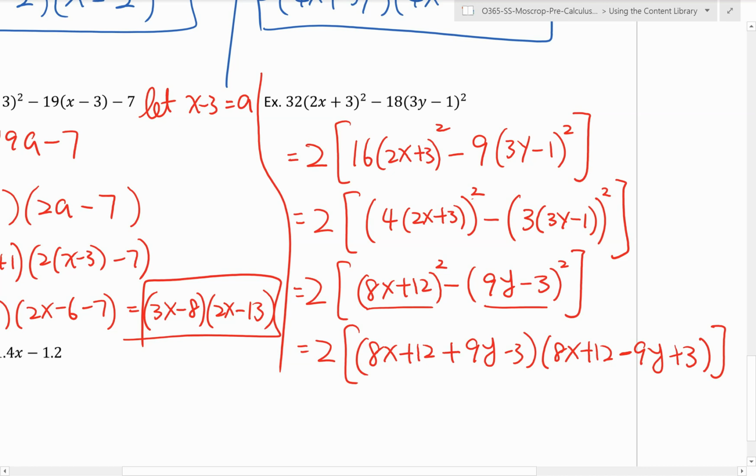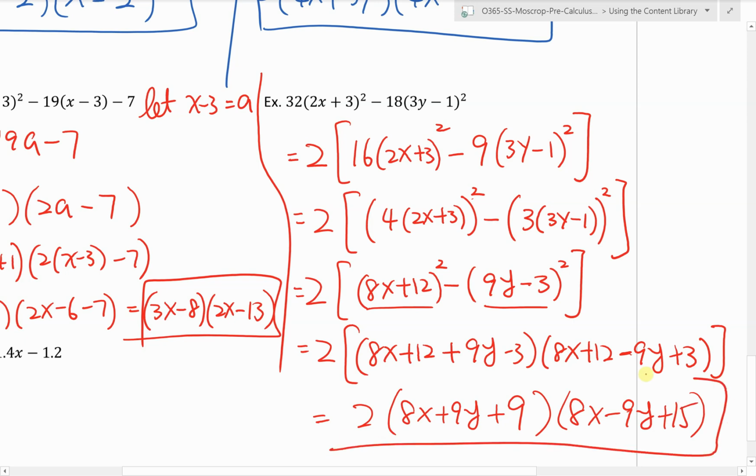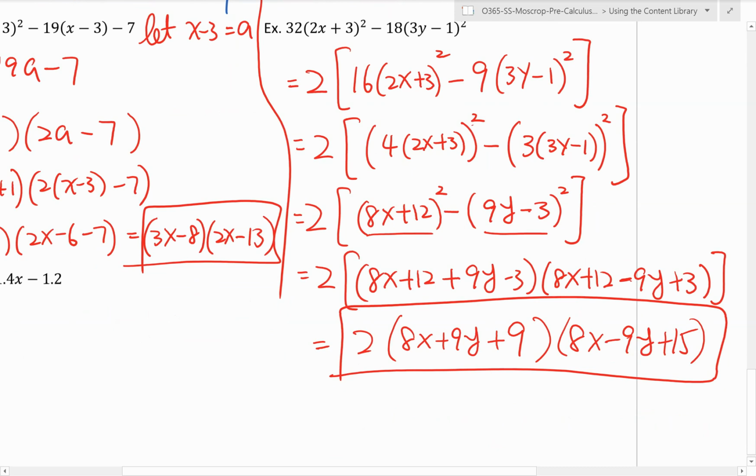Okay, so watch out for the sign. It's easy to make a mistake right there. Happens all the time. Again, it's minus negative 3. That's why it's plus 3 here. Now we collect like terms for each set of brackets. That's 8x plus 9y. 12 minus 3 is plus 9. Second set of brackets, 8x minus 9y. 12 plus 3 is 15. And there's your final answer right here. A little bit longer, but it's doable.